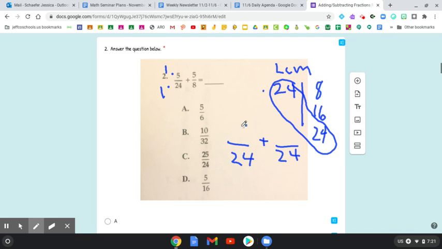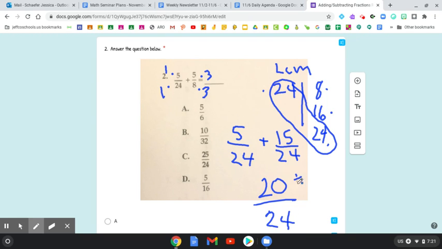1 times 5 is 5. On the 8 side, it's times 3. 5 times 3 is 15. So I have 5 24ths plus 15 24ths. 5 plus 15 is 20. So I have 20 24ths.